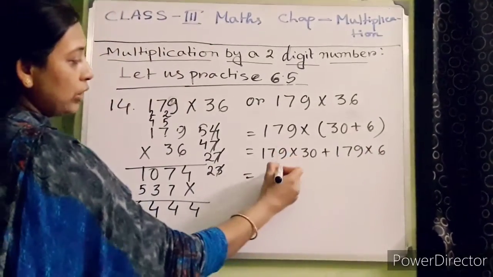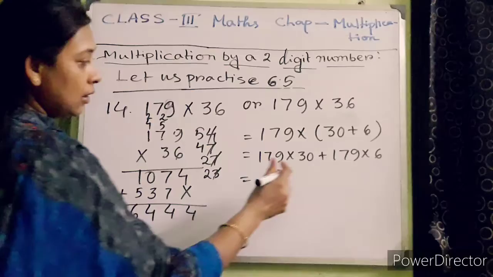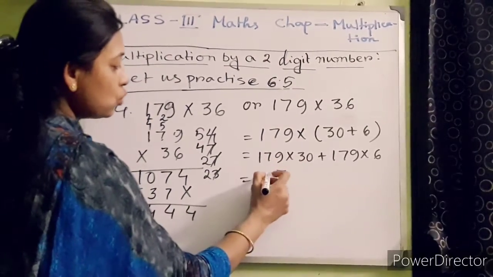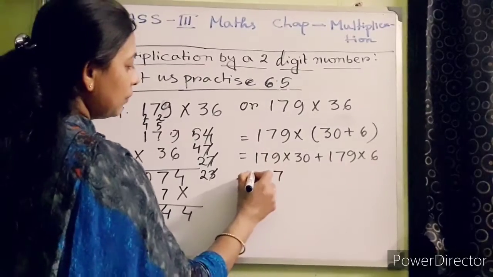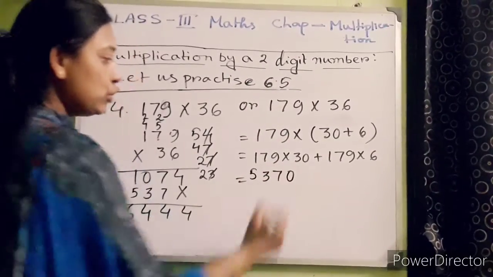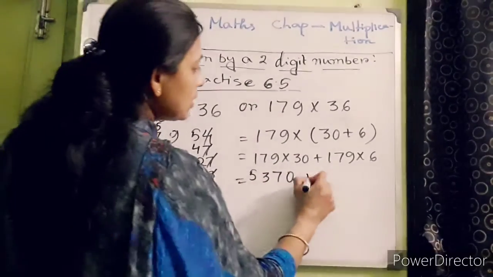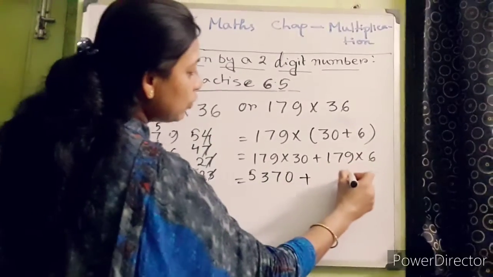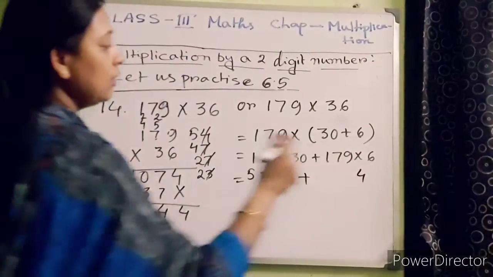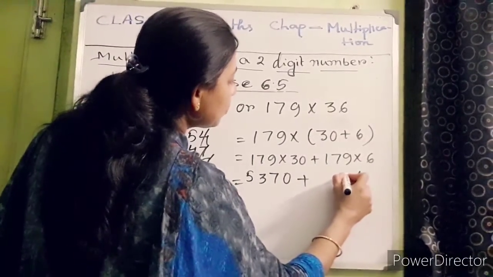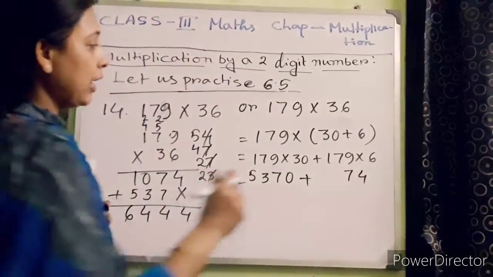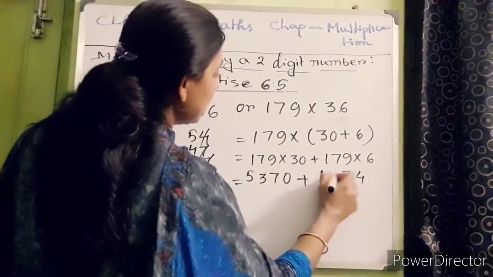Now 3 into 9, 27. 2 is in your hand. 3 into 7, 21 plus 2, 23. 2 is in your hand. 3 into 1, 3 plus 2, 5. Now put 0 after the number. 179 into 6, 6 into 9, 54. 5 is in your hand. 6 into 7, 42. 42 plus 5, 47. 4 is in your hand. 6 into 1, 6 plus 4, 10.